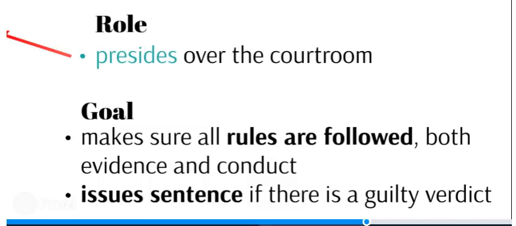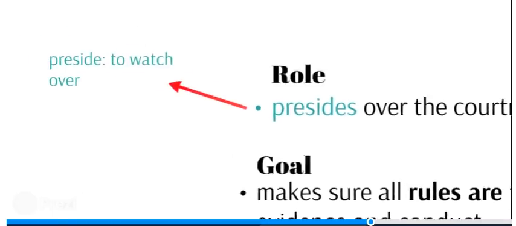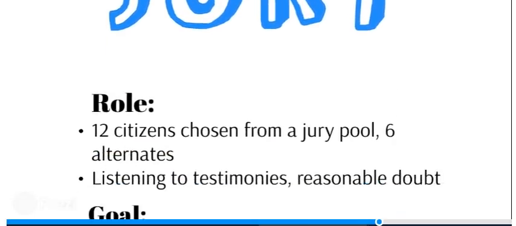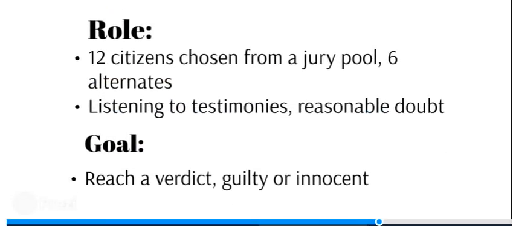All right, their goal is to make sure all the rules are followed, and that both with evidence and conduct, they act as almost a referee of sorts between the two sides. And again, they issue a sentence if there is a conviction and a guilty verdict. All right, the jury, obviously, their role is to listen and to decide whether or not there is reasonable doubt.